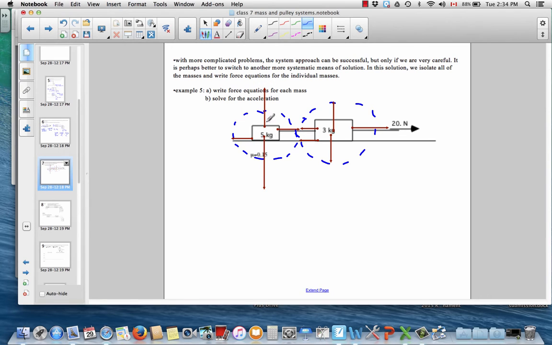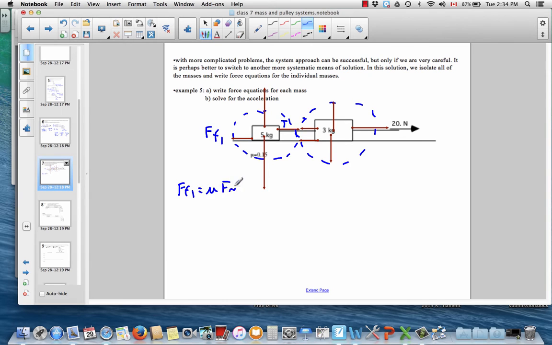They just cancel each other out in the vertical direction. Then we've got a force of friction. I'll call that friction 1 for the first mass. And we've got tension pulling the mass forwards. So first we can find this force of friction. It's mu times the normal force.